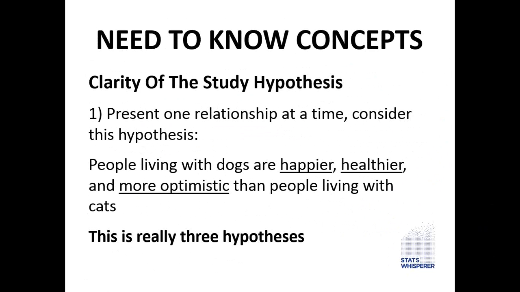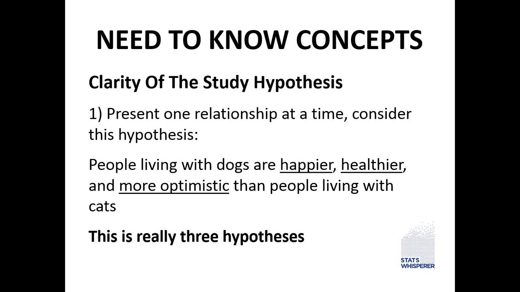So one, the clarity of the study hypothesis, right? So I have a few points to make about this. One, present one relationship at a time, right? So consider the following hypothesis. People living with dogs are happier, healthier, and more optimistic than people living with cats.